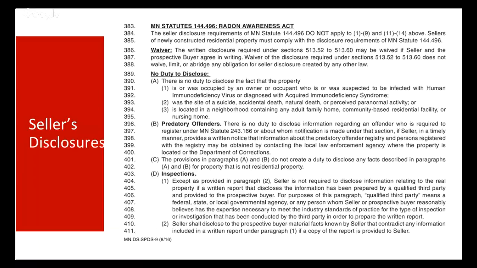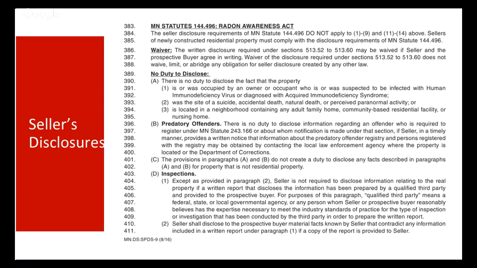When in doubt, disclose. It's always my policy. The provisions in paragraph A and B do not create a duty to disclose any facts described in paragraphs A and B for the property that is not residential property. Inspections. Except as provided in paragraph 2, the seller is not required to disclose information related to the real property if a written report that discloses the information has been prepared by a qualified third party and provided to the prospective buyer.